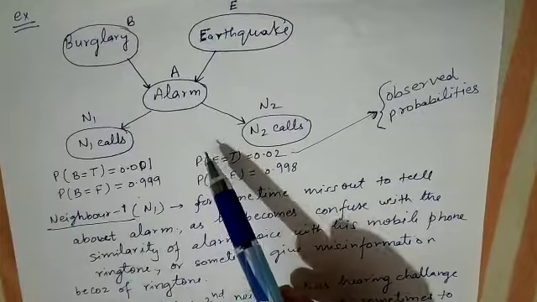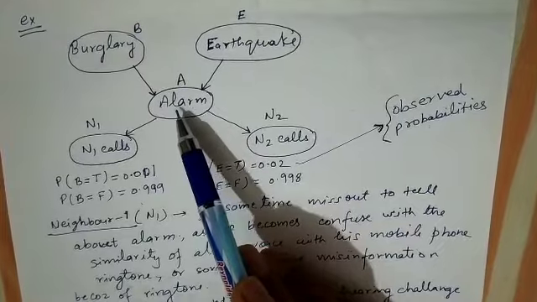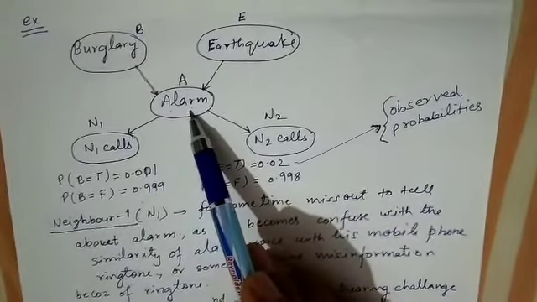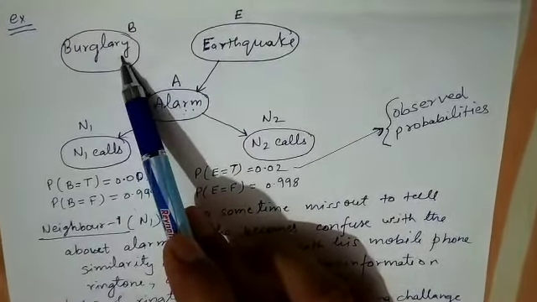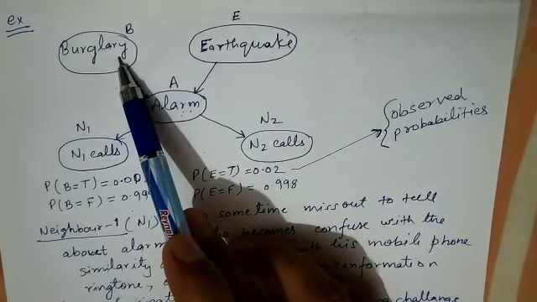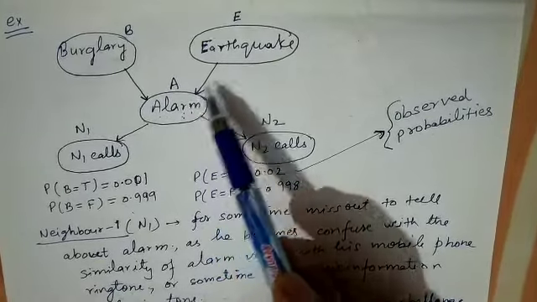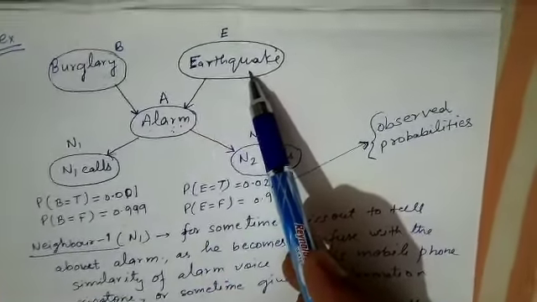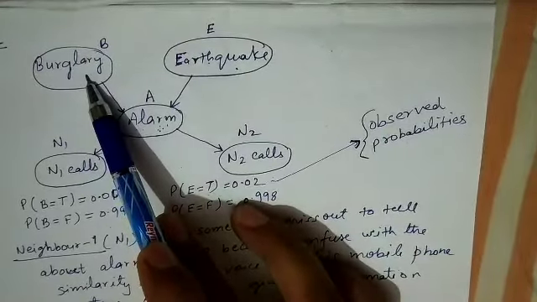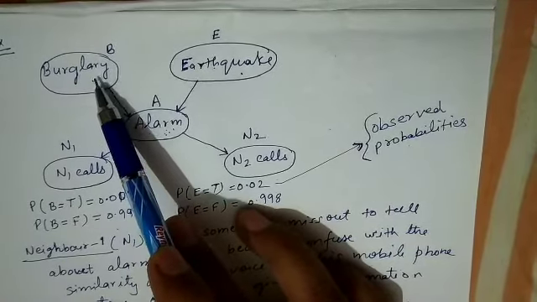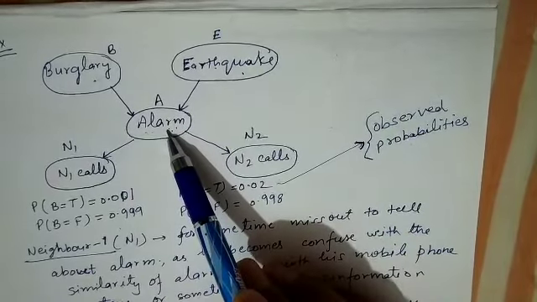What is the problem? A person has an alarm. The functioning of the alarm is that if there is a burglary, meaning a theft is happening, in that case the alarm blows. The other case is if an earthquake comes. In that case also the alarm blows. So basically there are 2 conditions: in case of any theft or burglary, or in case of any earthquake, the alarm starts blowing.